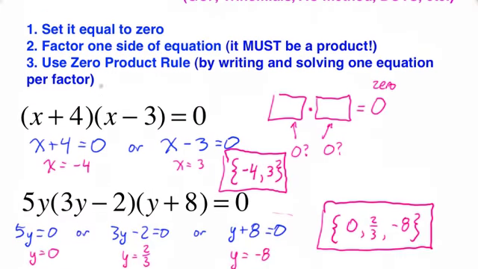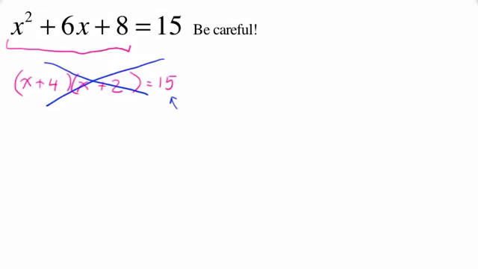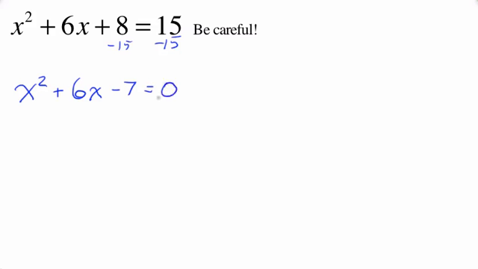Going back to the beginning, the very first thing you want to do is set your equation equal to 0. And that is something I did not do here. So let's set it equal to 0 by subtracting 15 from both sides. In fact, let's just get rid of all this nonsense. So I'm going to subtract 15 from both sides. And when I subtract 15 from both sides, I now am setting it equal to 0. X squared plus 6x, now 8 minus 15 is going to be a negative 7. And this is equal to 0. I am now setting this equal to 0.